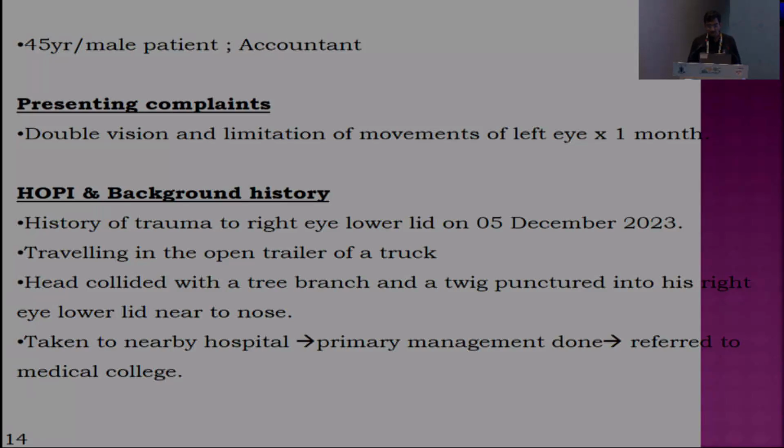Coming to the history of trauma to the right eye lower lid on 5th of December 2023, while he was traveling in an open trailer of a truck, his head collided with a tree branch and a twig punctured his right eye lower lid near the nose. He was taken to a nearby hospital and primary management was done, where the patient gave a history that the foreign body was removed and he was referred to the medical college.